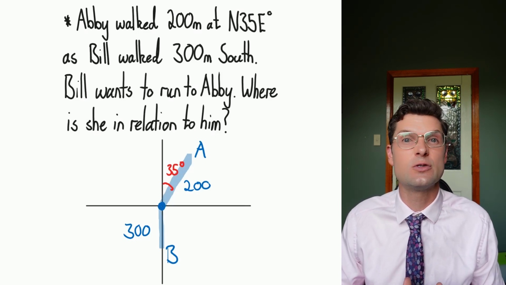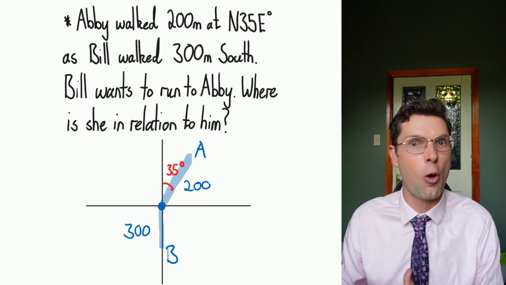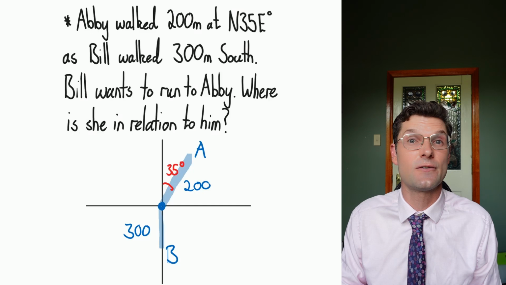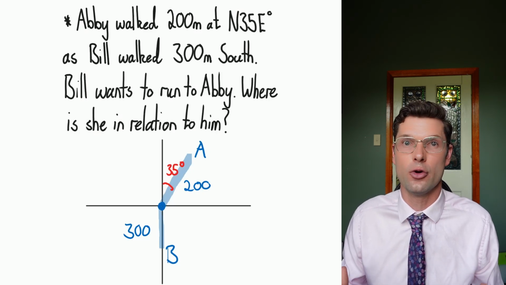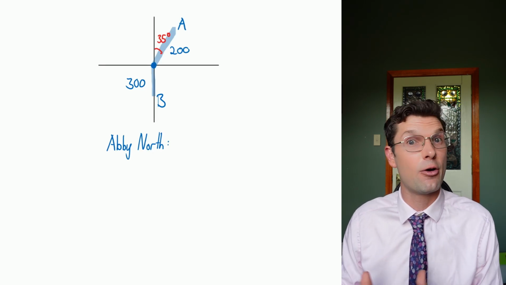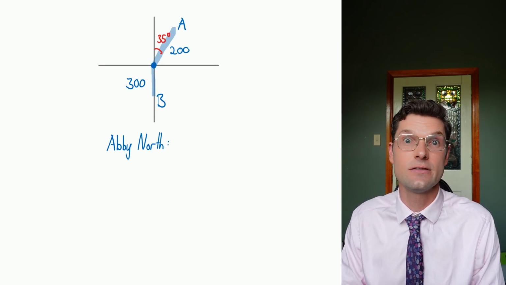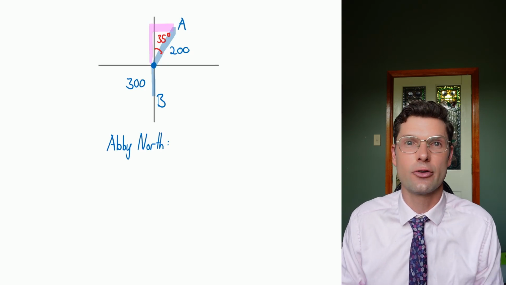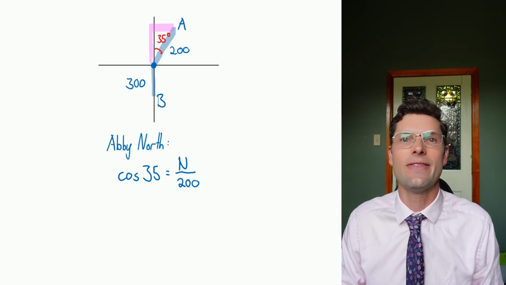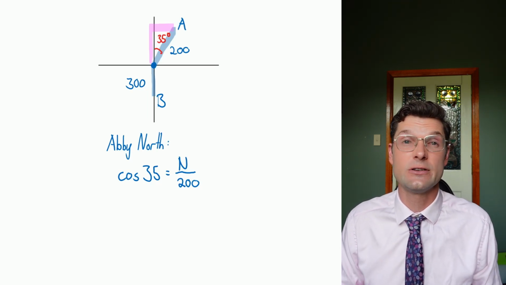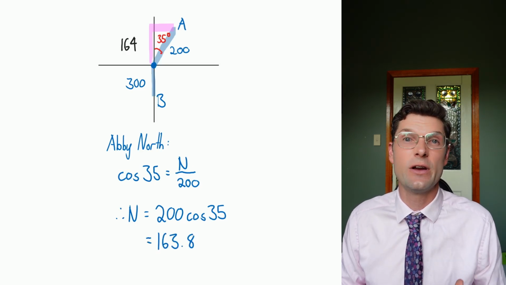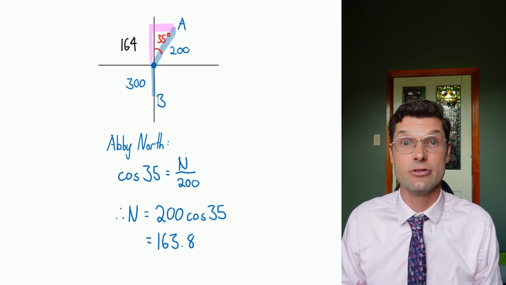So what we need to do is work out how far the north-south distance is away from each other, and also how far east or west they are. We still need to find the two vectors that will make up this total hypotenuse. The first thing we need to do is work out how far north Abby's gone. We don't care about how far east, we just need that north direction to start off. If we have this little triangle here, we're going to use cos because we've got cos 35, the adjacent north, and then that hypotenuse of 200. So to get north by itself, we do 200 multiplied by cos 35, which is equal to 163.8 meters. We're just going to use whole numbers, so on my map, I'm going to write 164 meters.